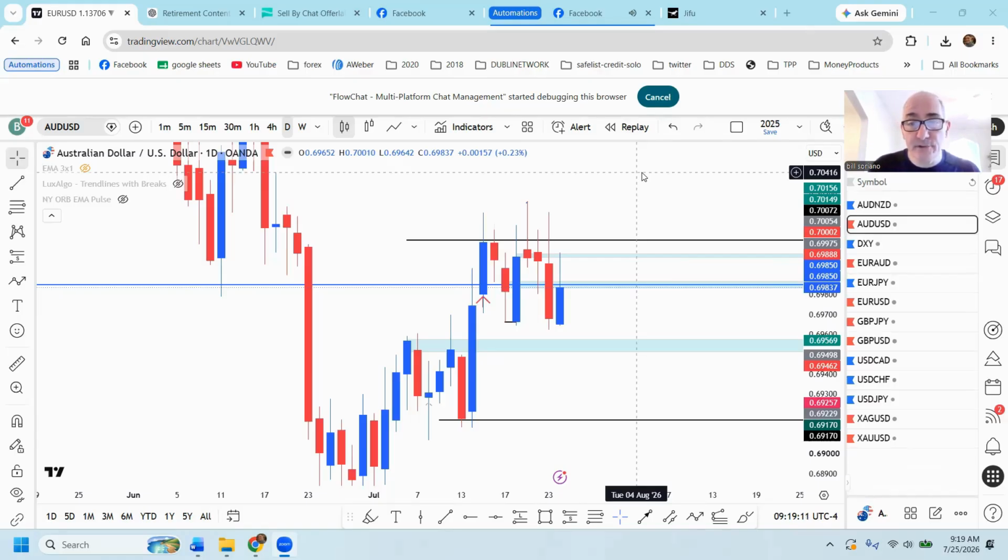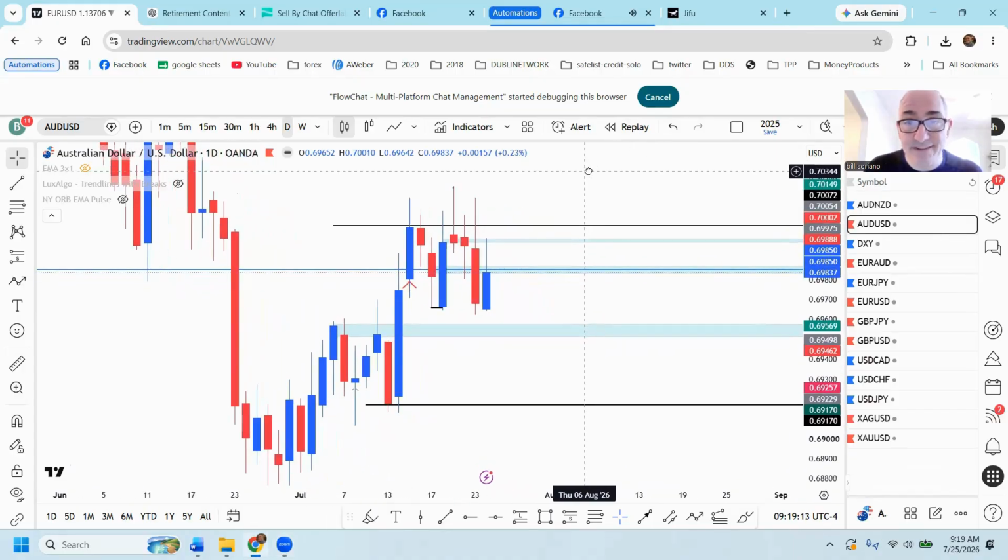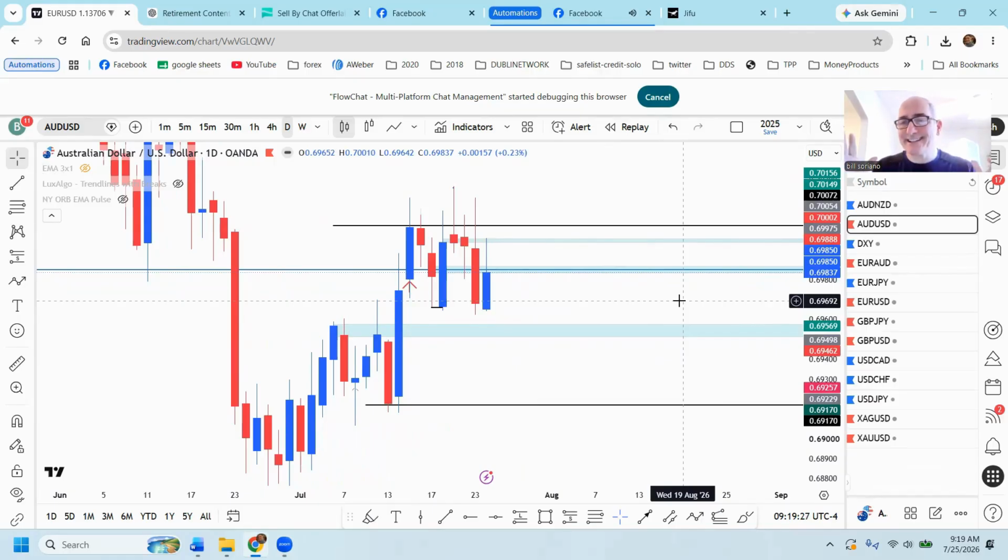So here's AUD USD. The first thing we want to do on the daily chart is identify a daily range, and that's these two black lines here. This is the high, this is the low. There's a specific way that I do this. It's not like some educators who just mark up yesterday's daily high and yesterday's daily low. There's a specific way we do this.